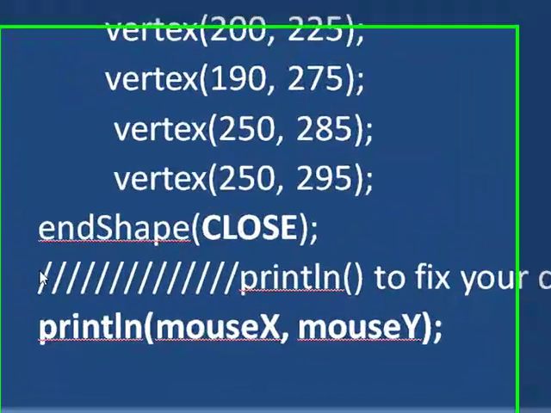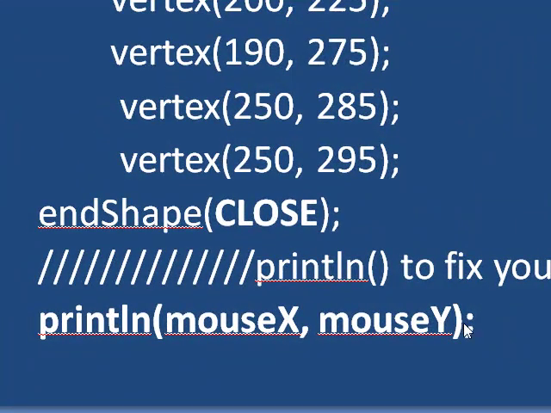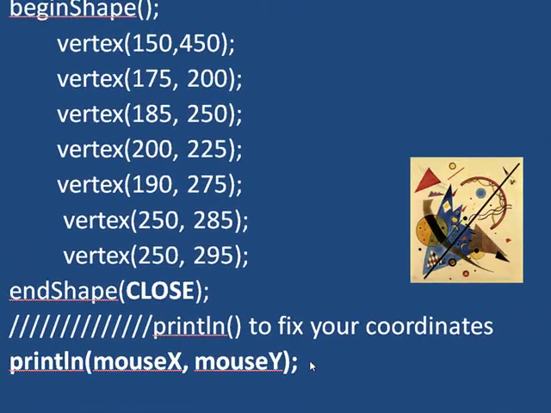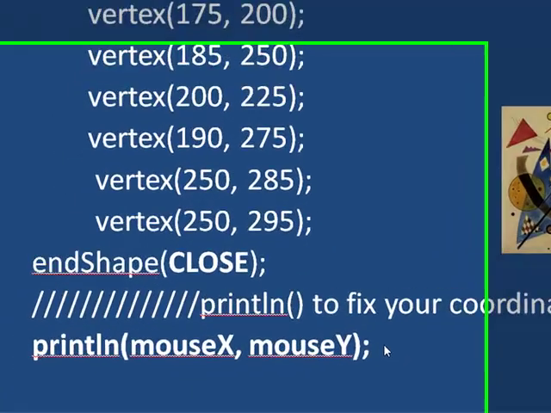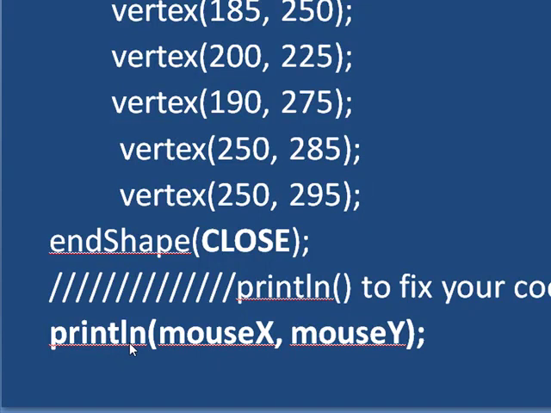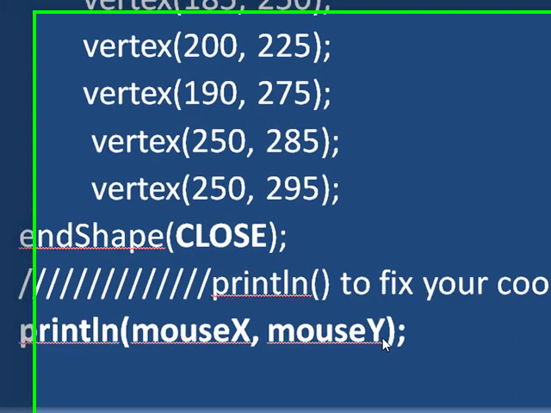Down here at the bottom, I have another little tip that you can use besides tweak mode to help you fix your coordinates and get the right shapes. And this is called println. So ln stands for line. So println, or print ln. And in parentheses, I'm putting mouseX with a capital X, comma, mouseY.